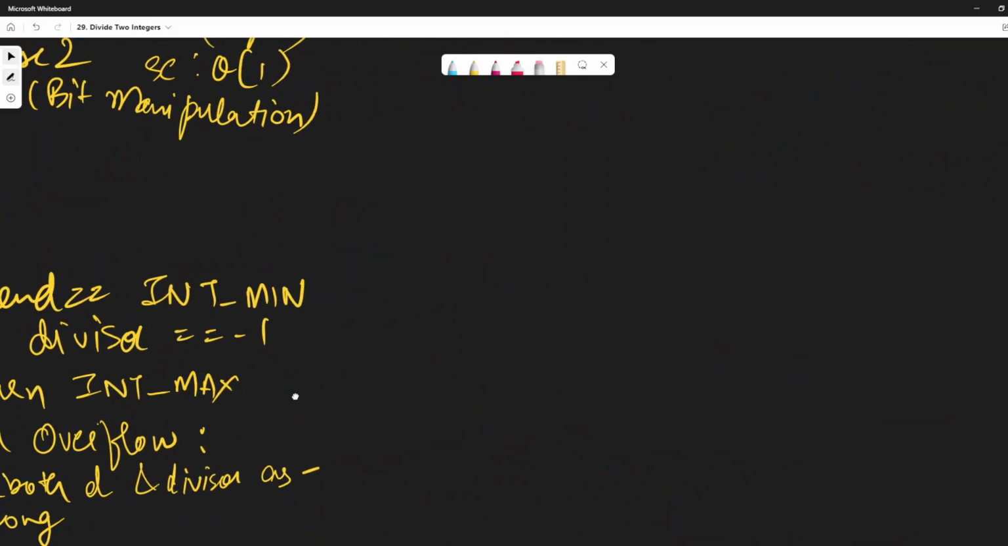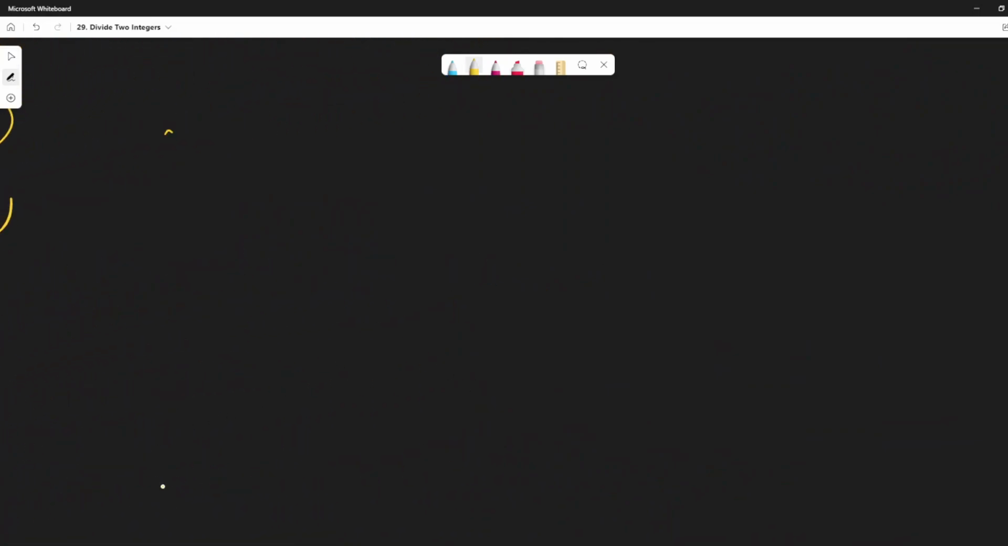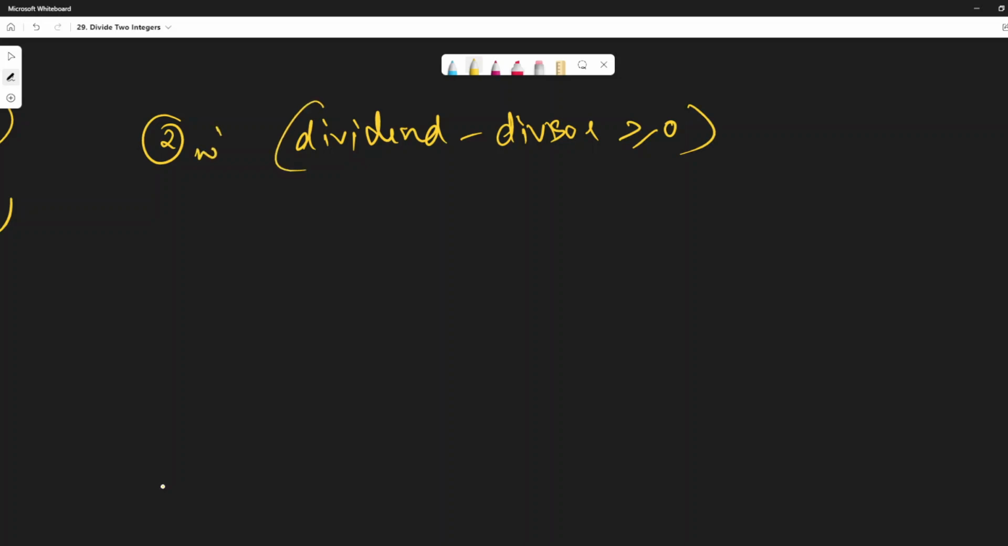But now comes the main portion of this algorithm. The thing would be that we would be dividing at each step, multiplying by 2. So we need to manipulate that bit, right? We need to keep a check that dividend minus divisor is greater than or equal to 0, and until this condition remains true, we need to further do our things.